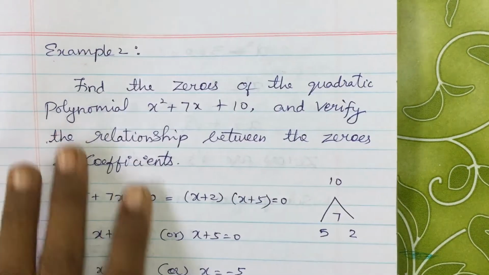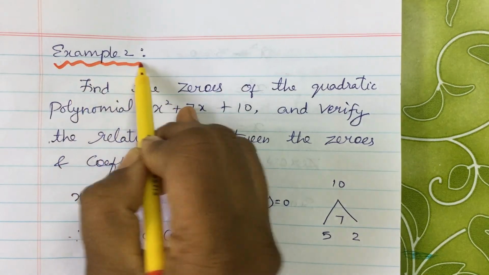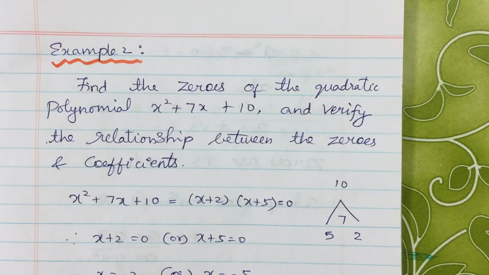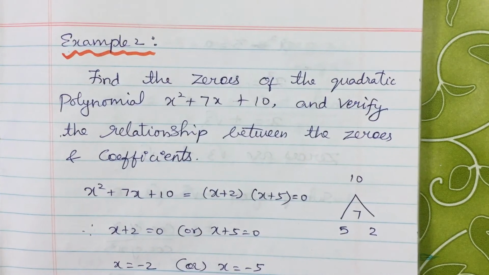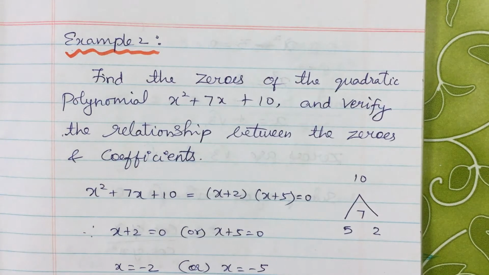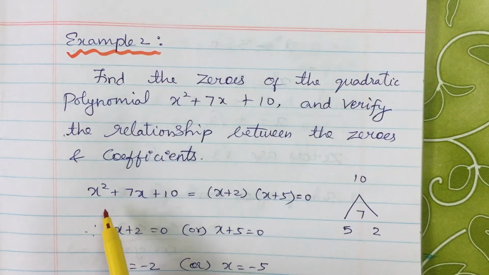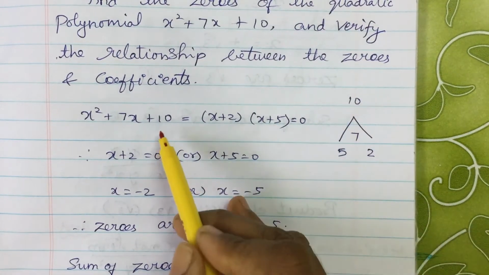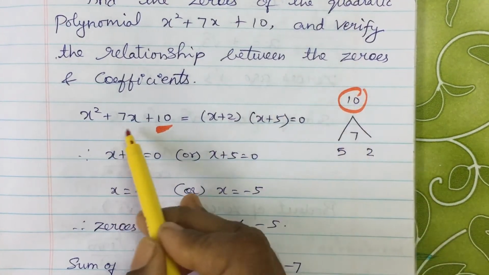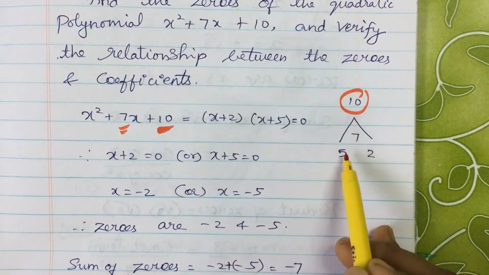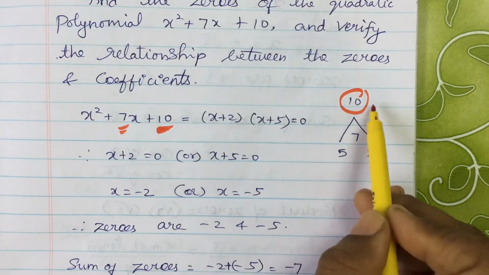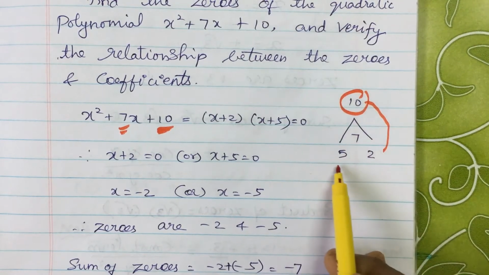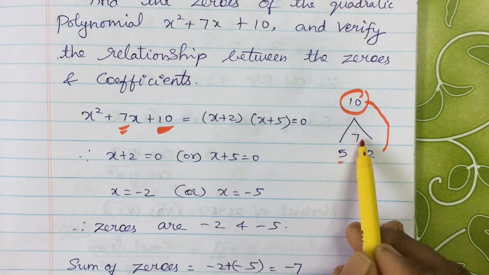So now coming to example 2. It says, find the zeros of the quadratic polynomial x square plus 7x plus 10 and verify the relationship between the zeros and coefficients. Okay, so I have considered the polynomial x square plus 7x plus 10. To help you in the factorization, I have written it here. This should come on the top here and this number should come inside. So you have to take two numbers such that on multiplication they get you this number, and when you add up these two numbers, it should get you 7.